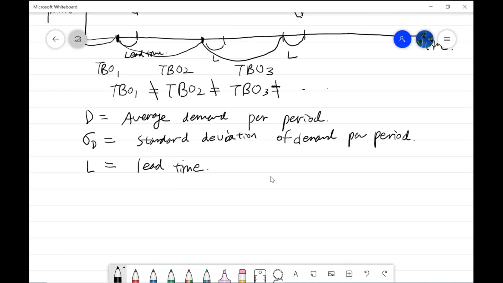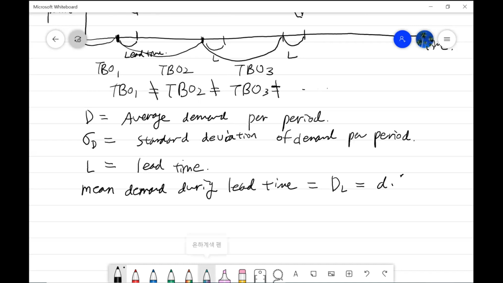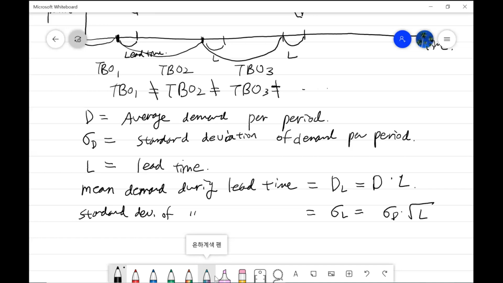And let's say L is the lead time. We already had this, but anyhow, the mean demand during the lead time, let's say DL, is D multiplied by L. Sorry, it should be capital D. D multiplied by L. Okay? And then the standard deviation of demand during the lead time is sigma L. That is sigma D multiplied by the square root of L.